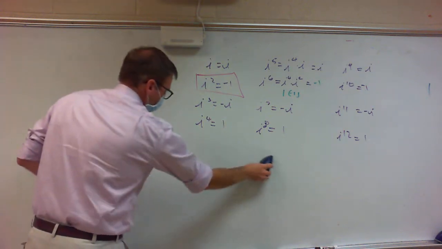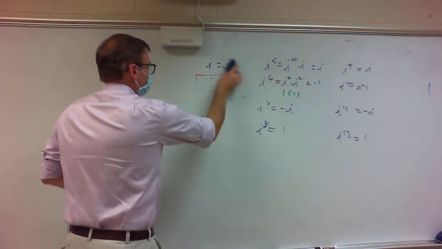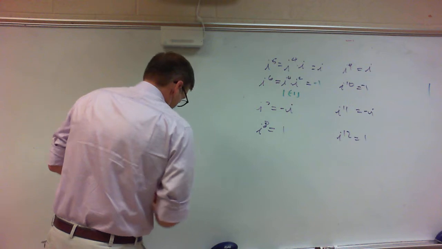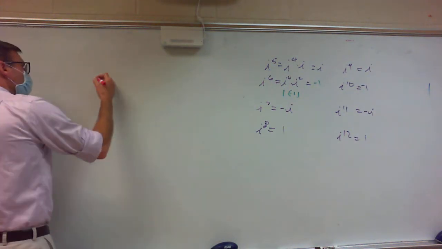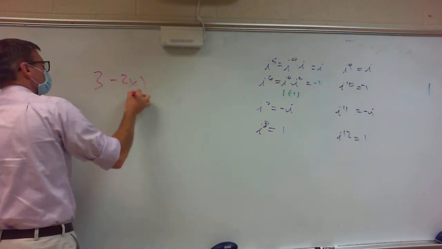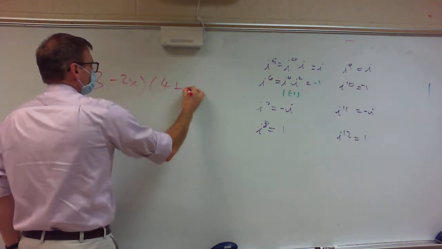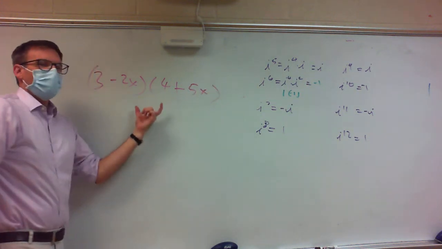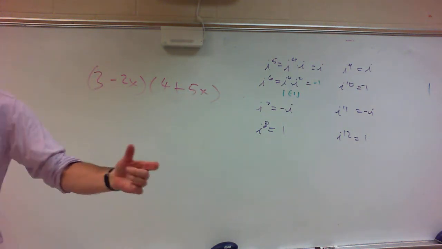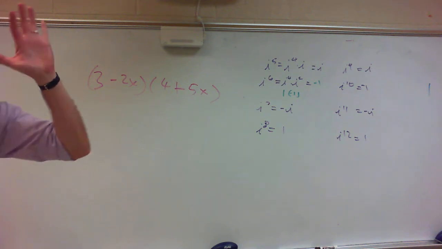All right, next up, I have an algebra equation. So let's say I give you (3 minus 2x) times (4 plus 5x). I want everyone to write this down and multiply it out. And when you've got it multiplied out, raise your hand.